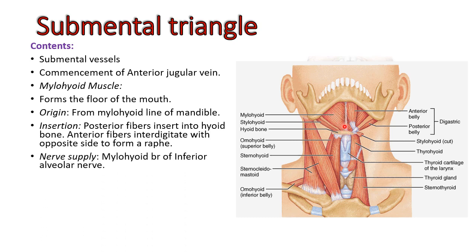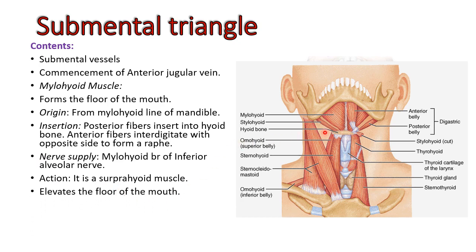The mylohyoid muscle is supplied by the mylohyoid branch of the inferior alveolar nerve. The inferior alveolar nerve again is a branch of the mandibular division of the trigeminal nerve. So that is about the mylohyoid muscle. What is the action of the mylohyoid muscle? It elevates the floor of the mouth.